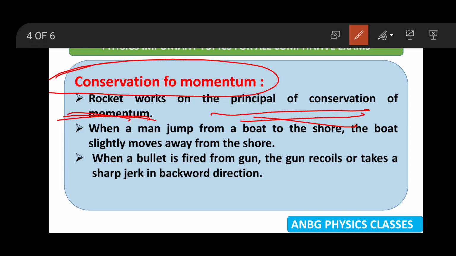And when a man jumps from a boat to the shore, then the boat slightly moves away from the shore. See, when a man jumps from a boat to the shore, the boat slightly moves away from the shore.